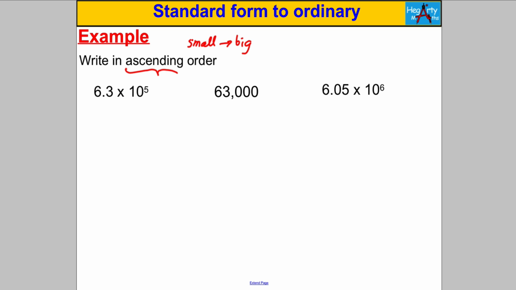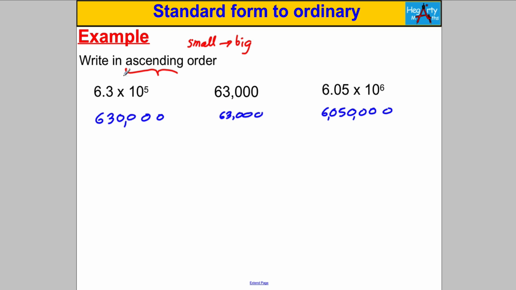This here, I'm going to write my 6 and my 3, and I'm going to count 5 digits after the 6. 1, 2, 3, 4, 5, comma goes there. This one's already an ordinary number, 63,000, so nothing to do. This one here, I'm going to write my 6, my 0 and my 5. I'm going to count 6 digits after the first one, this 6. 1, 2, 3, put a 0 in, 4, 5 and 6, and therefore this one is 6,050,000.